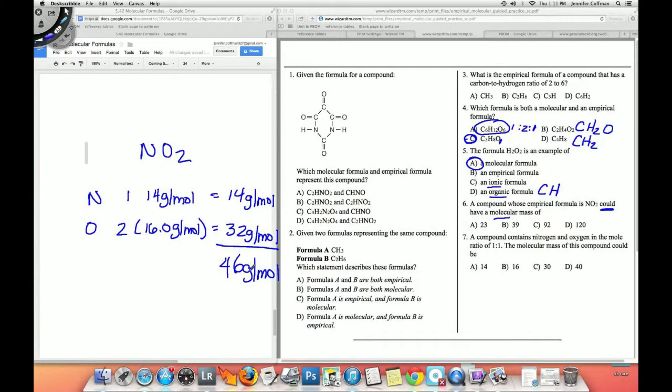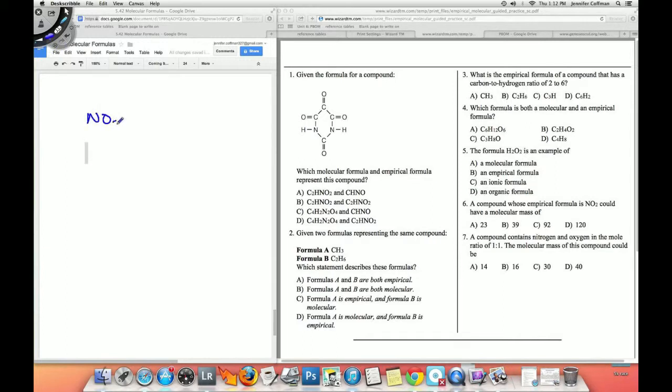Well, if NO2 weighs 46 grams per mole, we need to find a multiple of 46, because remember this is times 1. Let me erase this. NO2 times 1 is 46 grams per mole. If it was times 2, it would be N2O4. I didn't leave myself much room here. Let's do a better job at writing that down for you. Times 2 would be N2O4.